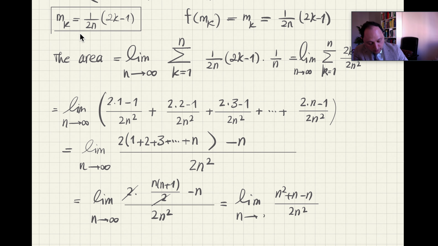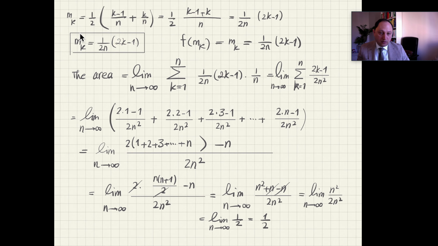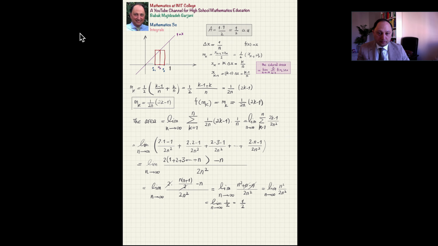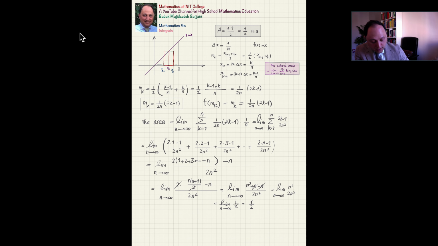As n goes to infinity, this n and that n are cancelled, so I get the limit of n squared divided by 2n squared. And then n squared is cancelled, so it becomes the limit of a constant number when n is going to infinity. The limit of a constant is a constant. Yes? And you see that this answer we got is what we were able to calculate simply by the rules of the triangle's area. Yes?